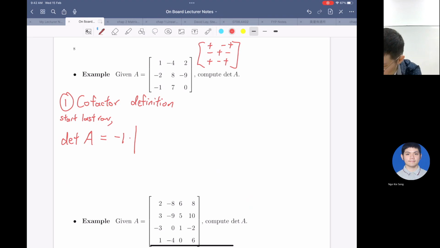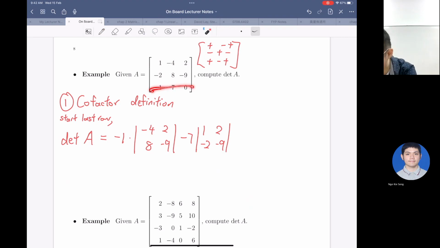What's the minor? If you delete the first column and the last row, you get -4, 2, -9, and -7. The minor is 1, 2, -2, -9. And then the last one is 0. I purposely picked this row because I don't need to compute this minor. It's 0. So next is the 2 by 2 matrix.